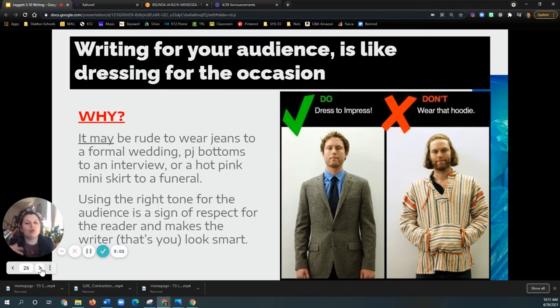Let's take this another step further. Why does it matter if we're using formal or informal? The reason it matters is because it may be rude to your audience. Just like it might be rude to wear jeans to a wedding or pajama bottoms to an interview or a hot pink miniskirt to a funeral, using the right tone for your audience is a sign of respect, and it makes the reader feel heard and understood and respected. And it also makes you, the writer, look really smart. So that's why we're talking about tone: it's about respect and it's about making you look good.